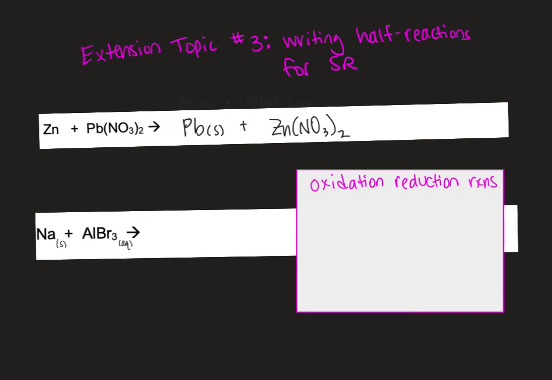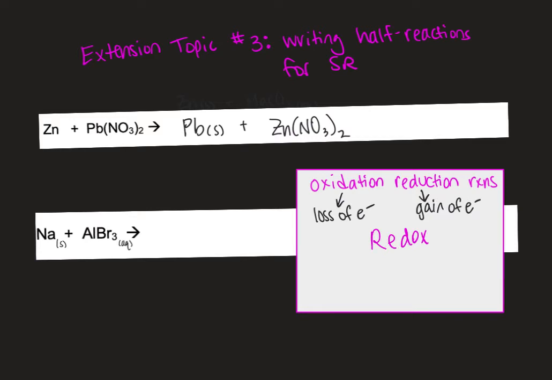Our third extension topic is writing half reactions for single replacement reactions. Single replacement reactions, and some other types, but we're going to focus on single replacement, are what we call oxidation reduction reactions. Now there's another term you can use called redox. It means the same thing, reduction, oxidation. But I want you to focus on the definitions of oxidation and reduction. So oxidation is the loss of electrons, and reduction is the gain of electrons.